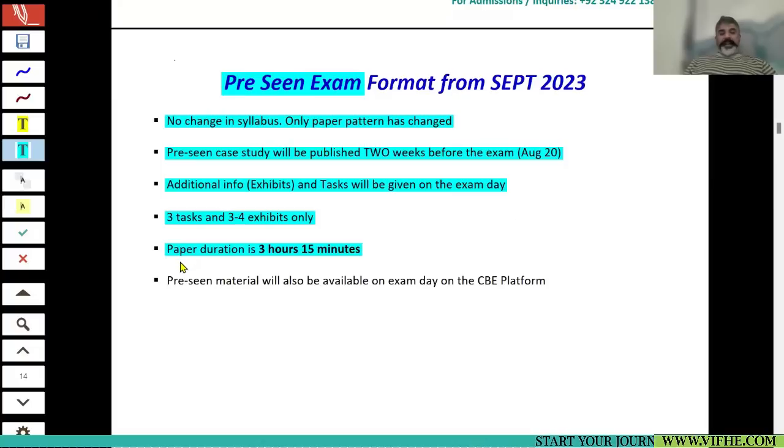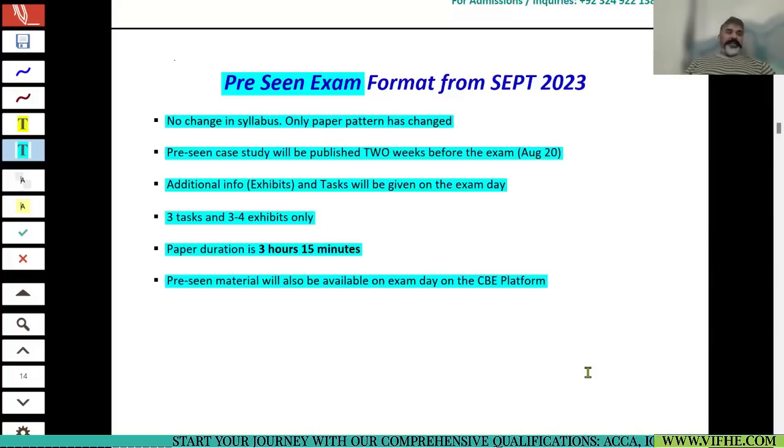All right. And the pre-seen material, which was published 2 weeks before, will also be available on the exam day on the CBE platform. So the pre-seen will also be accessible on your CBE platform, so that in case you forget something or you want to double check something, you can always go and open the pre-seen and check it. All right. So 3 questions and normally 3 exhibits, one for each question, or a maximum of 4 exhibits.